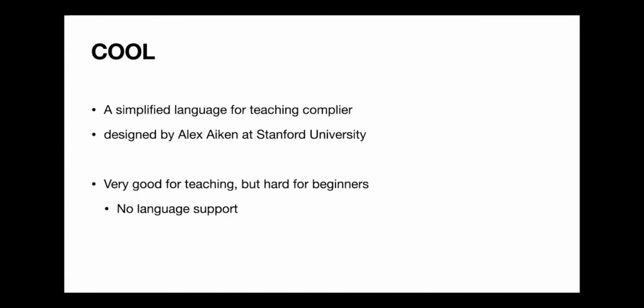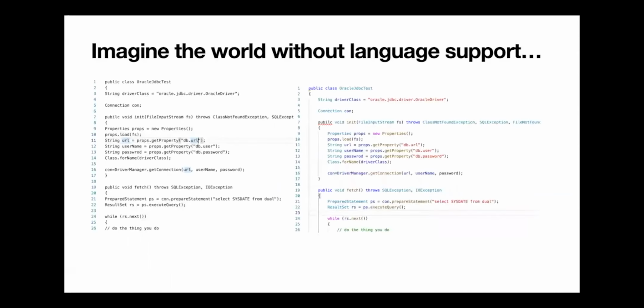The Classroom Object-Oriented language is a simplified programming language designed by LSA and Stanford University for the teaching of undergraduate compiler classes. It is very good for teaching programming languages and compilers, but it is hard for beginners because there is no language support available for it. Let's imagine we live in a world without language support.